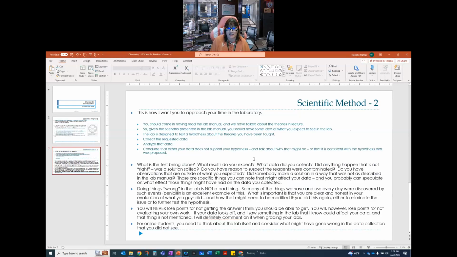All right. The lab is designed to test a hypothesis about the theories that you've been taught. So you're always presented with collect some data. In the virtual labs, you're asked to collect some data. And then you analyze that data. You're asked to do calculations with it, or to theorize about it, or talk about it, or whatever. And then you're supposed to conclude that either your data does not support your hypothesis, and talk about why not, or that it's consistent with the hypothesis that was proposed. So if the data that you collected didn't match with what you thought it would be, there are a couple of reasons why that might be the case. Okay, and that's part of what we're going to talk about.